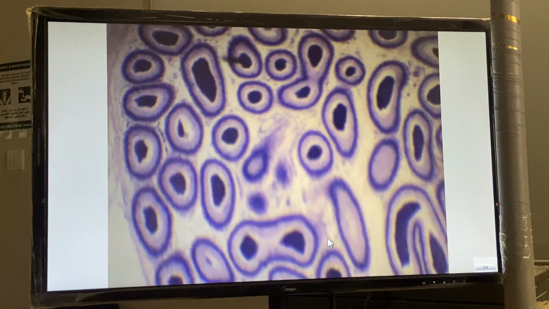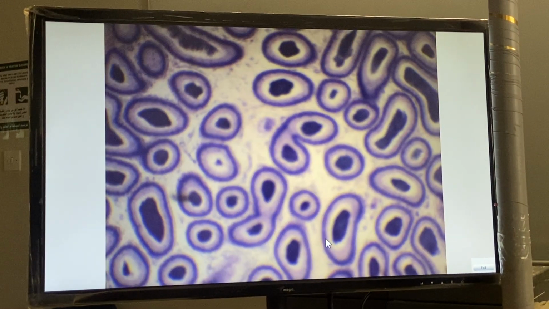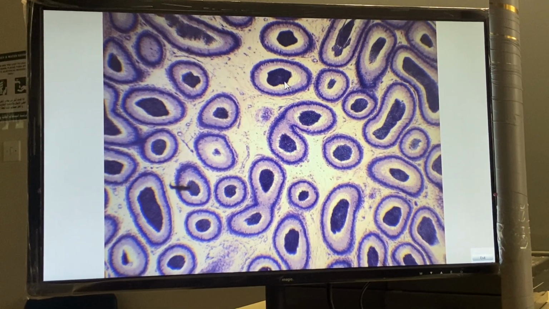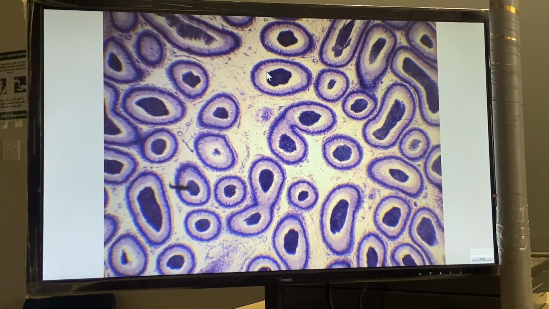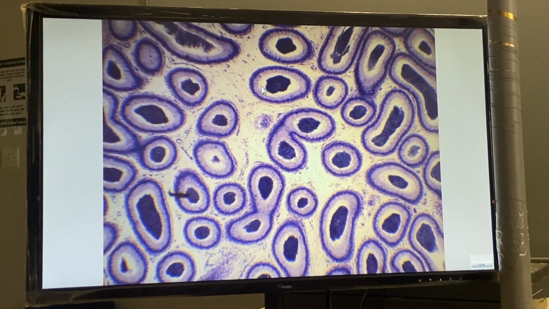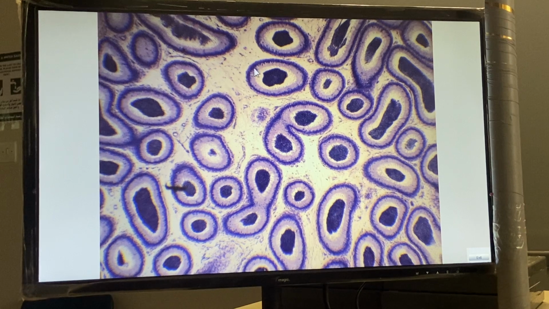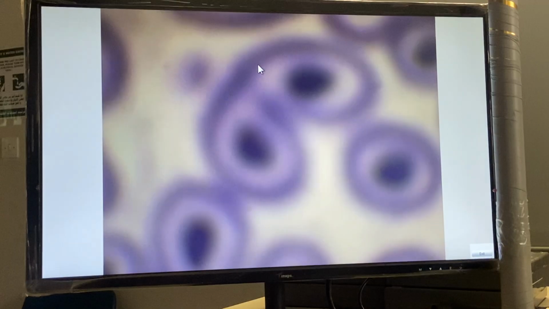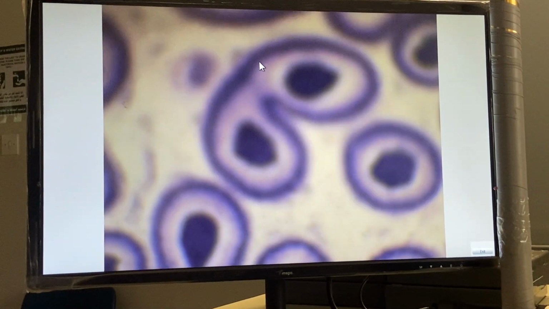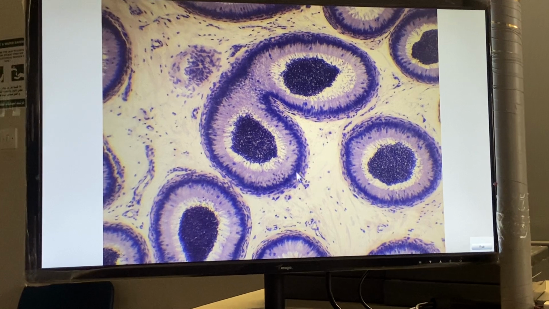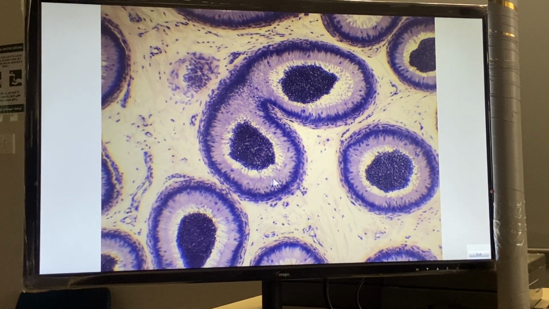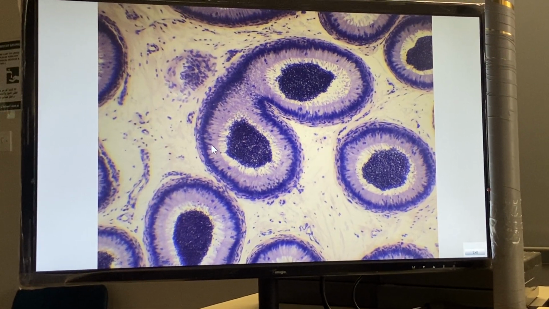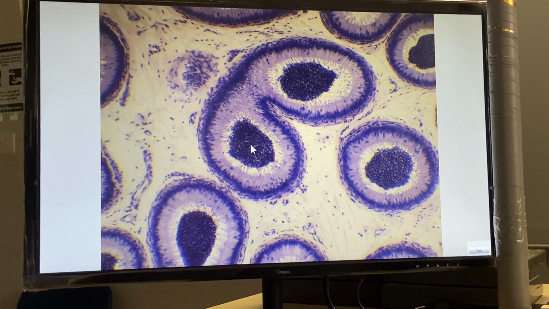This slide is a section in the epididymis. We can see long coiled ducts with pseudostratified columnar epithelium. This is the epididymis, which is long coiled ducts lined with pseudostratified columnar epithelium. In the lumen, we can see an aggregation of sperm.